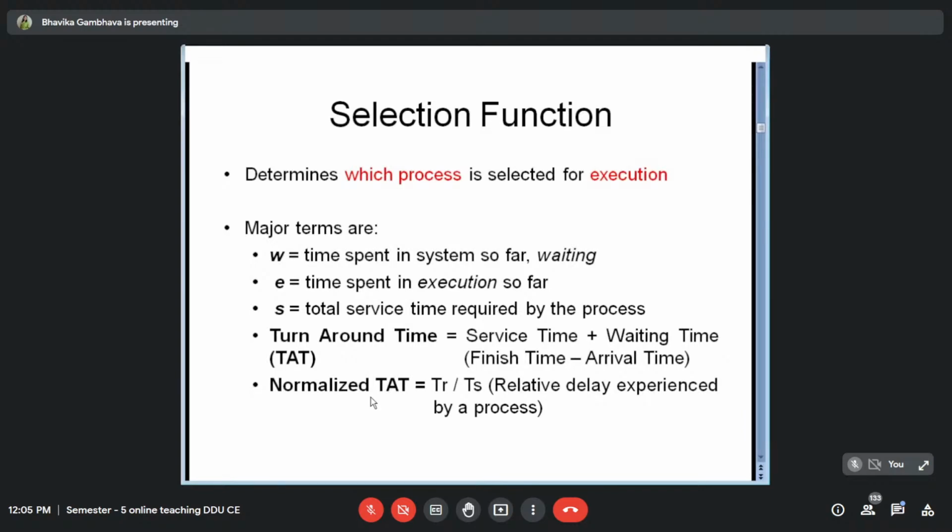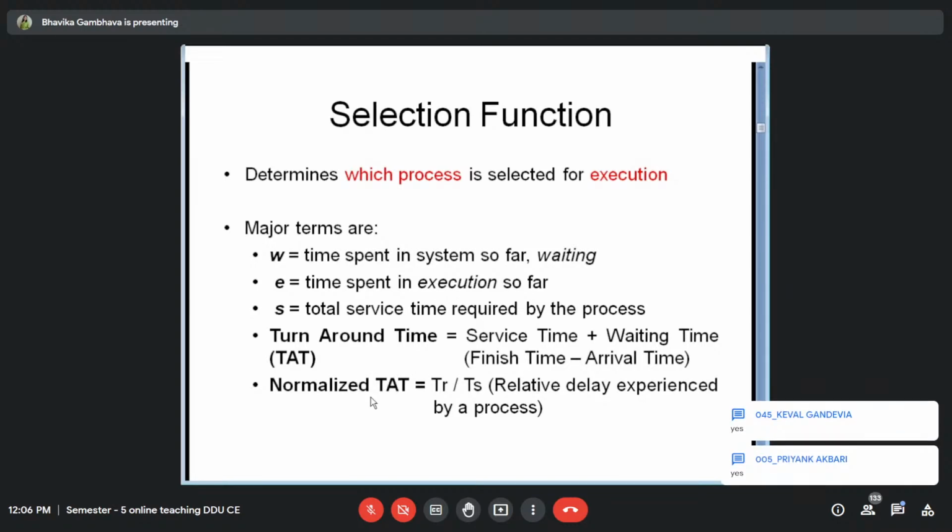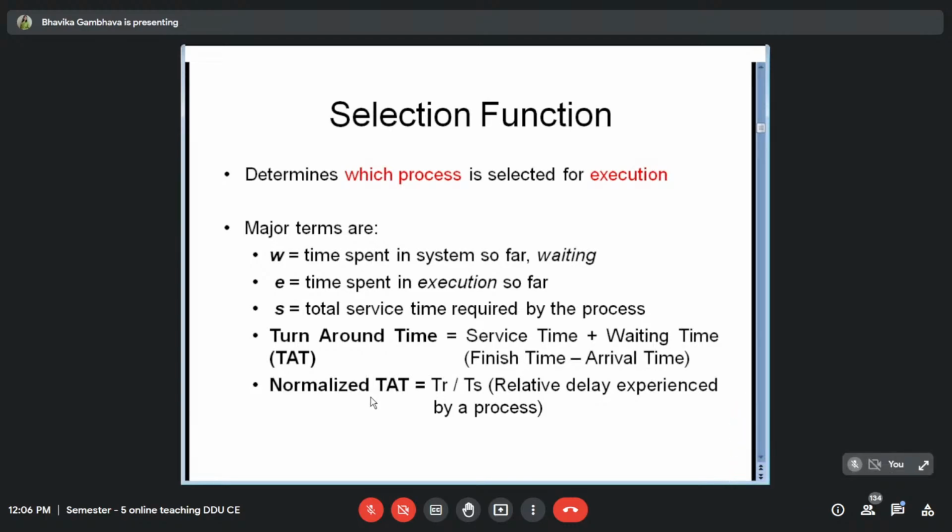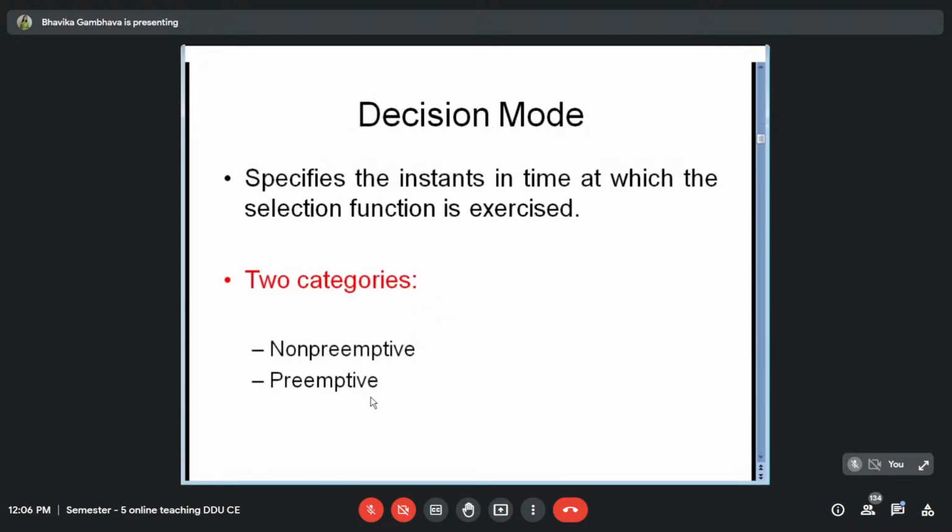Am I making any sense to you? Do you have any doubts? Any one of you? If there is no doubt, then let us look at something else.